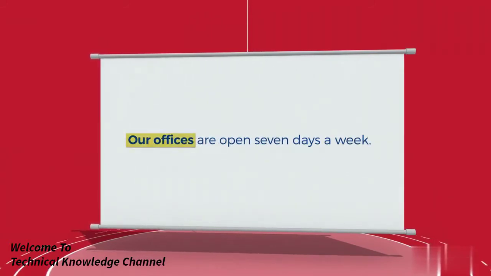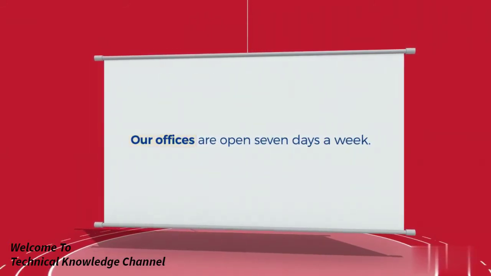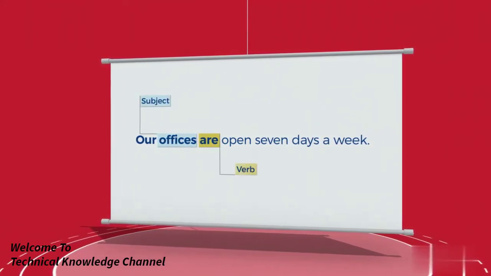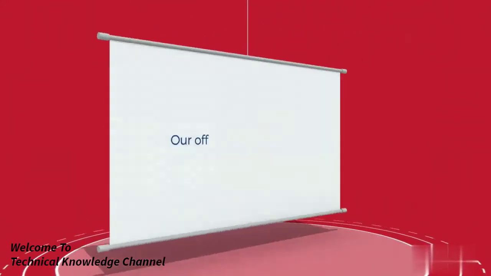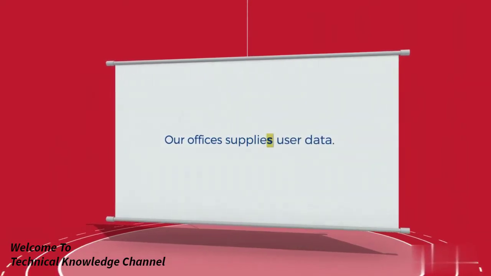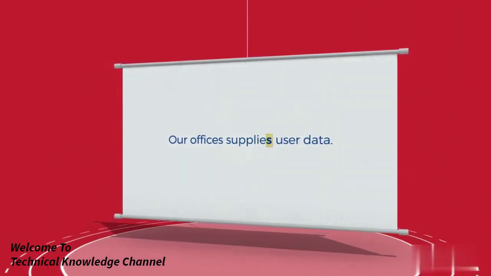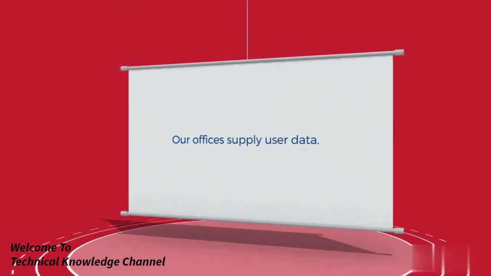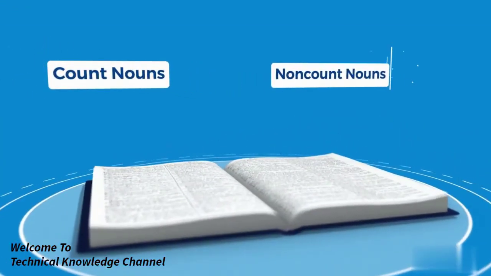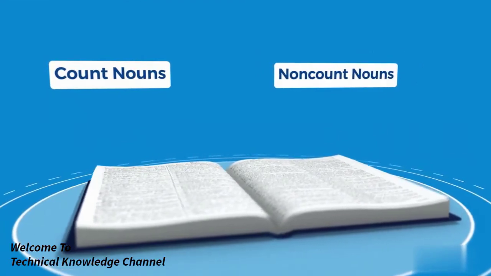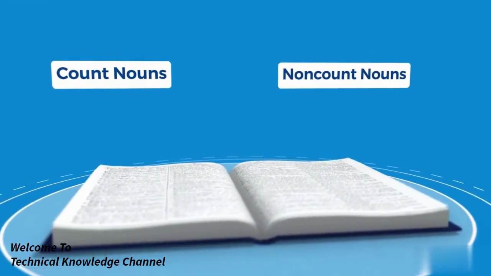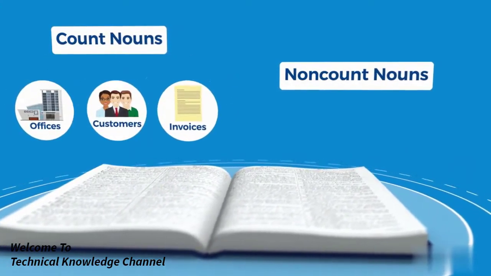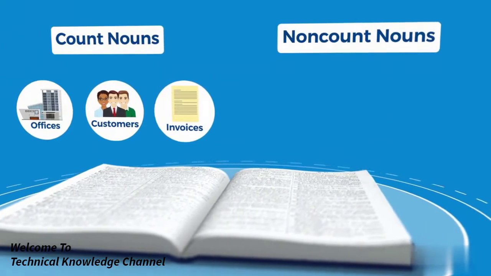A noun often serves as the subject of a sentence. Another benefit of understanding nouns is being able to avoid subject-verb disagreement. Consider the sentence, "Our office's supplies user data." The verb doesn't agree with the subject, which is the noun offices. Being able to identify nouns that can be counted and can't can help you in this instance. These are known as count nouns, offices, customers, and invoices, and non-count nouns, advice and water.